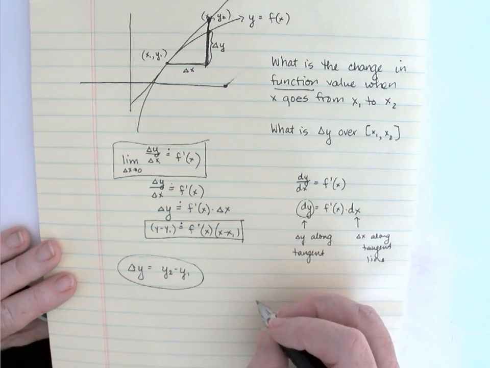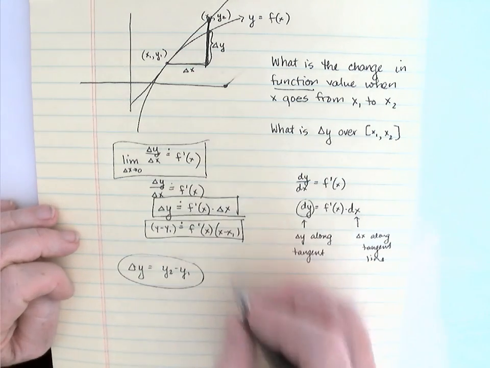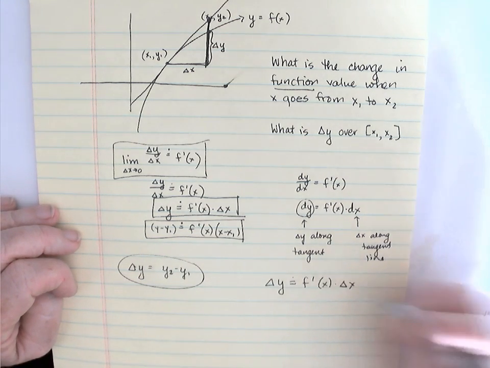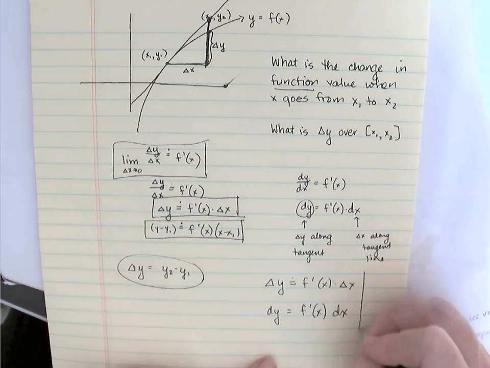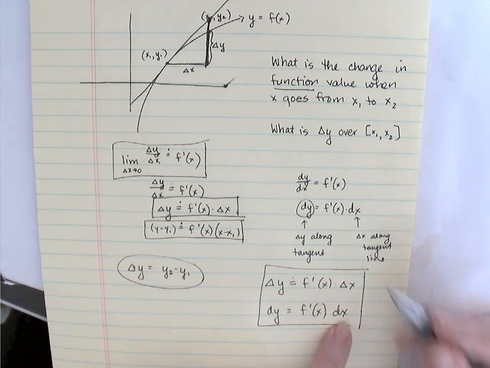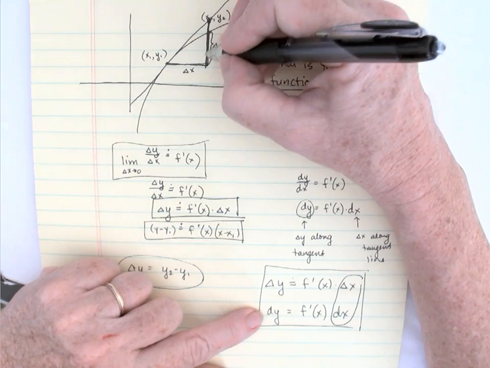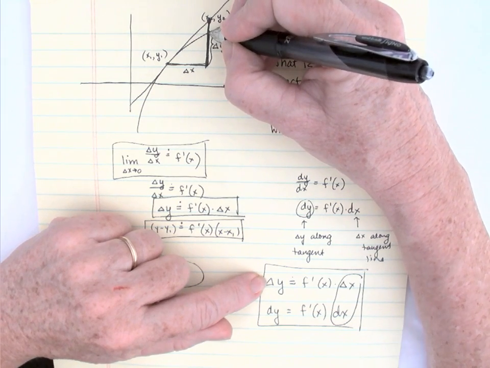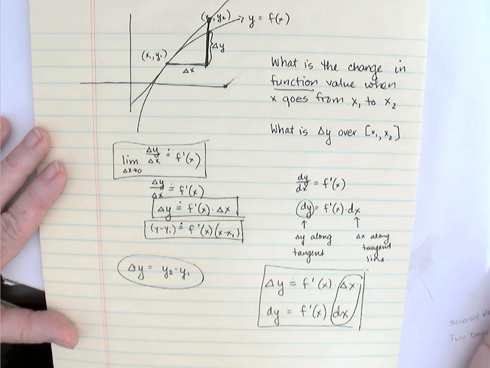So if we want to approximate the change in y, if we want to use the change in y is approximately equal to f prime of x times delta x, we can use that. We can substitute in this equally good equation, dy is equal to f prime of x times dx. Notice delta x and dx are the same amount. Again, dy is the change in y along the tangent line. Delta y is the change in y along the function. But for very, very, very small values of x, we can assume that they're virtually the same.